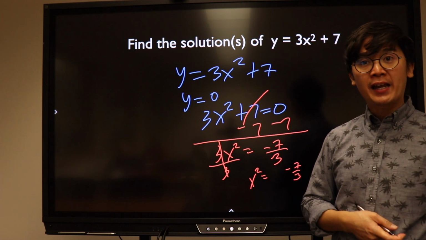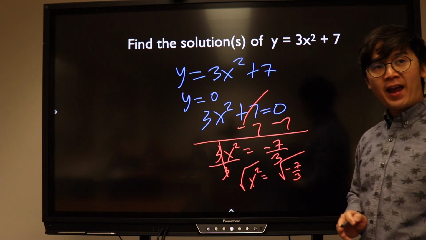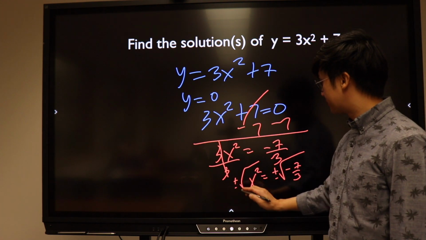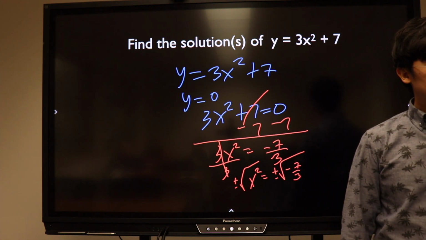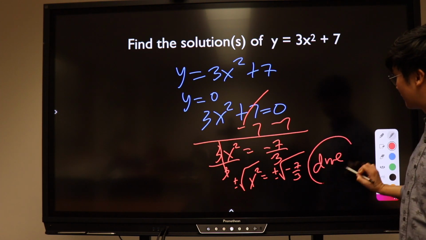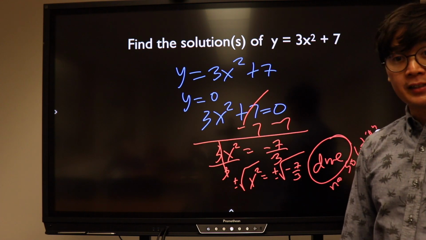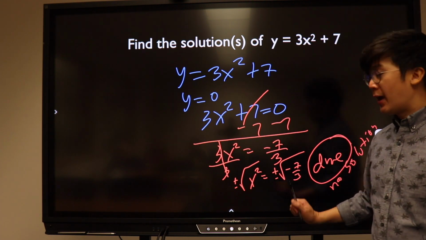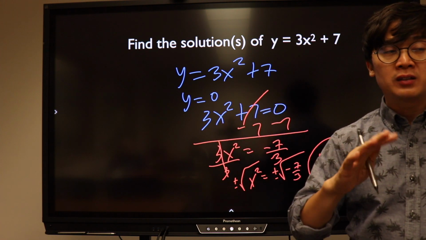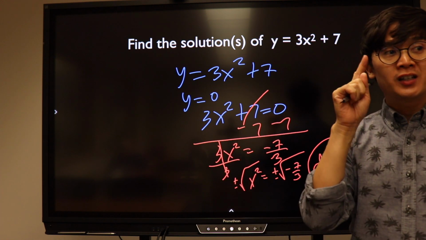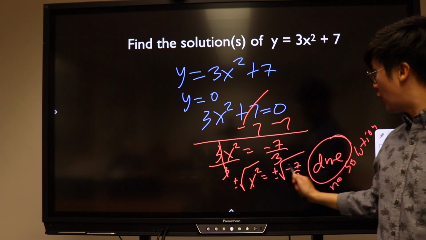What's the next move? Square root it. And positive or negative, right? Now, what is the square root of negative 7 over 3? Does not equate. No solution, does not exist. Why? Any square root of a negative number does not exist. If you use your calculator and push square root of negative 7, it will give you an error message. So this one has no solution.